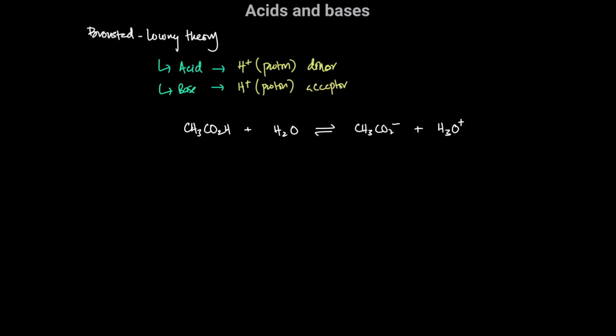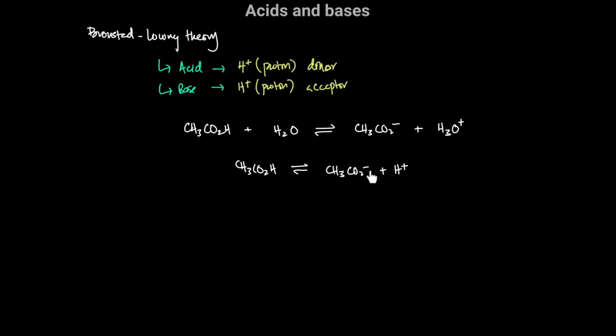This equation, in a simplified form, can be written like this. However, H plus ions in aqueous solution actually exist as H3O plus ions. When this acid loses its proton, that H plus ion combines with the water molecule to form H3O plus ions. So we accept this equation as well. This is the simplified version, but in actual aqueous solution, H3O plus ions are basically your H plus ions.